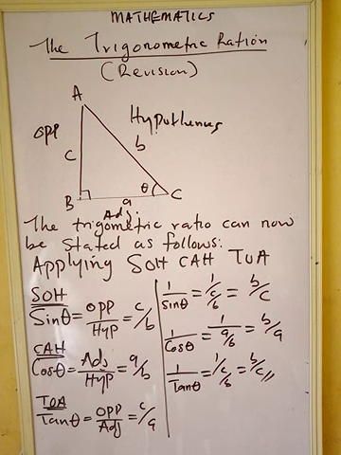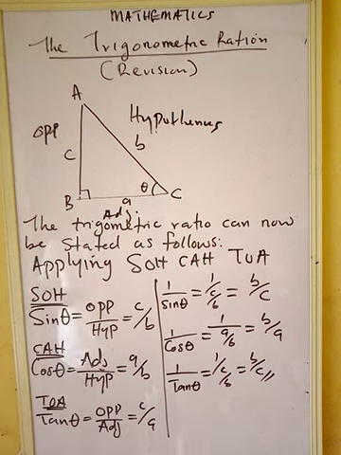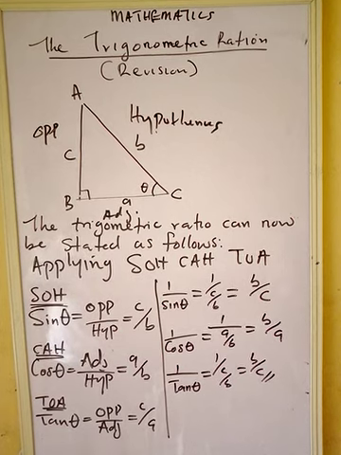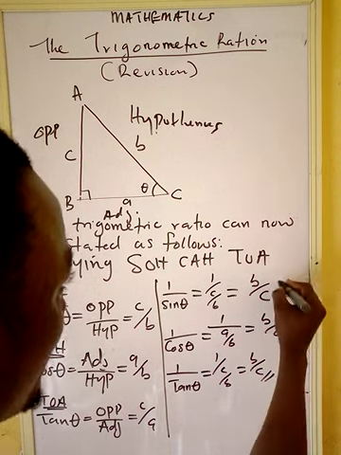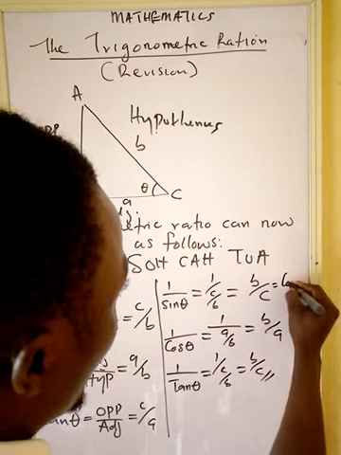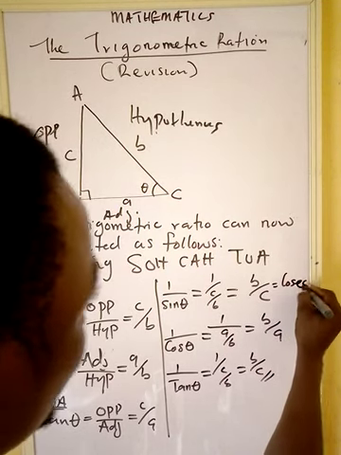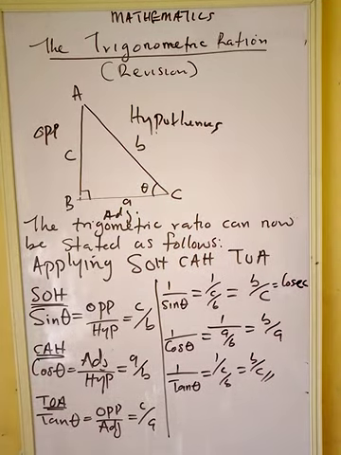Now, if you look at the reciprocals of these ratios, the first one, which is 1 over sin theta, is cosecant, that is cosec. The opposite of sin theta is cosec, which is cosecant.